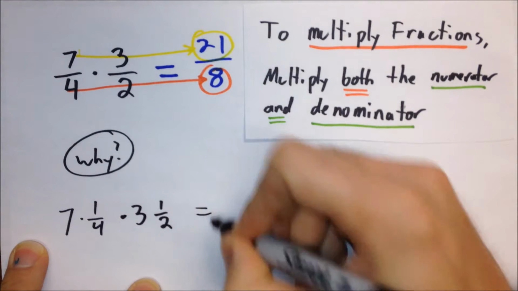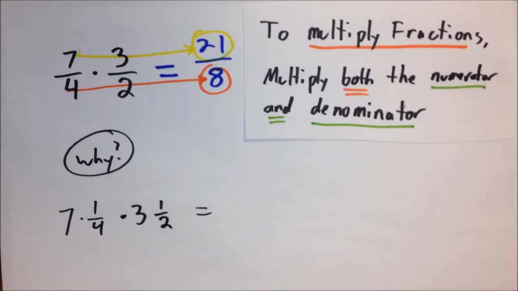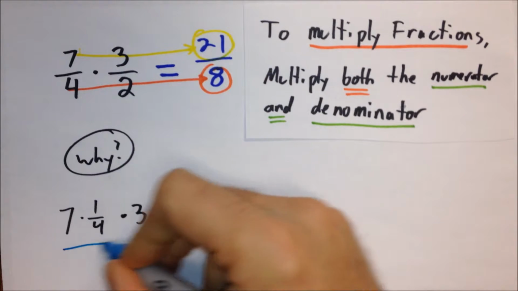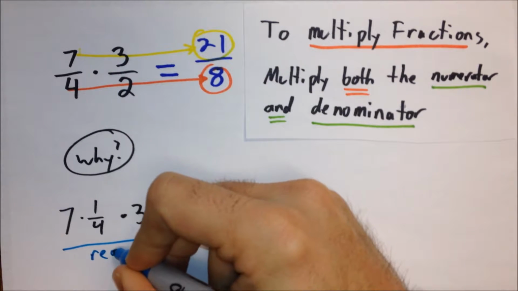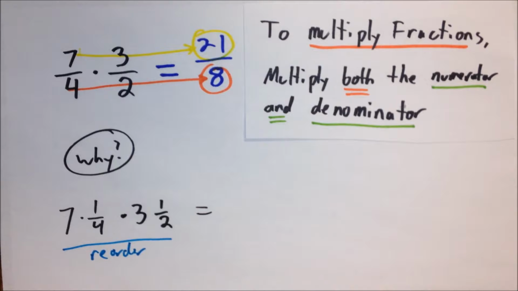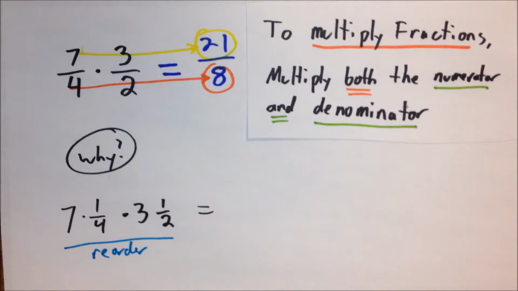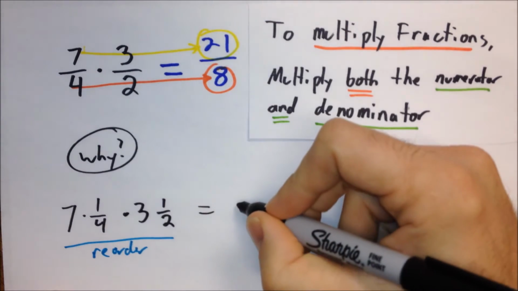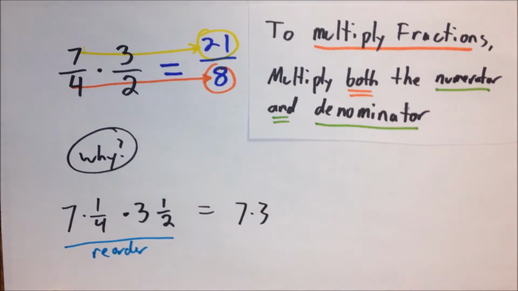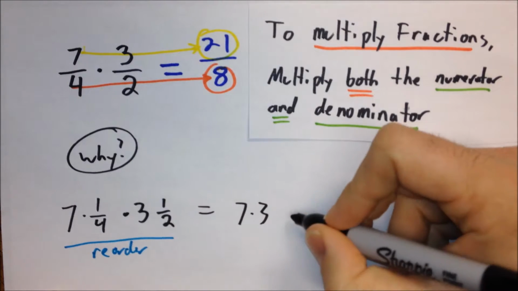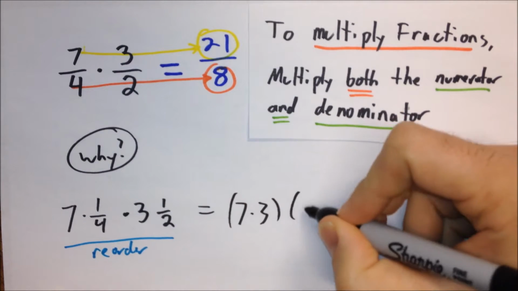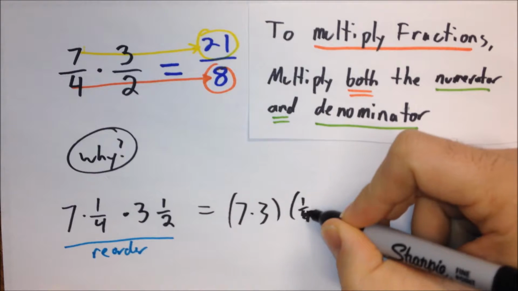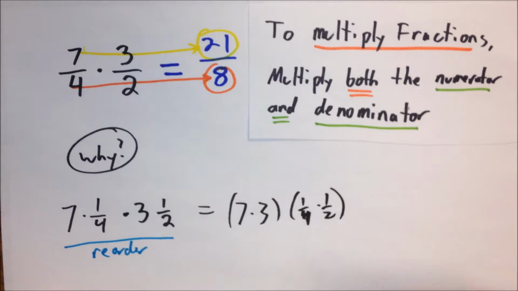Now what's important is that when we do multiplication, we have a very important rule: we can reorder multiplication and end up with the same answer. This is what we call the commutative property of multiplication. We can reorder those in any way we want, and so I'm going to reorder them so that I multiply the 7 times 3 together first, and I multiply the 1/4 and 1/2 together second.